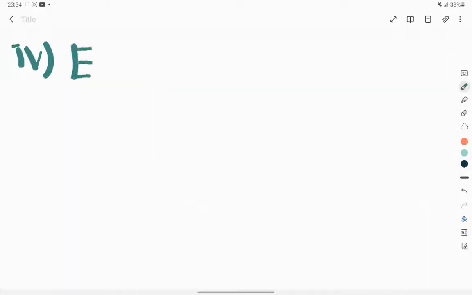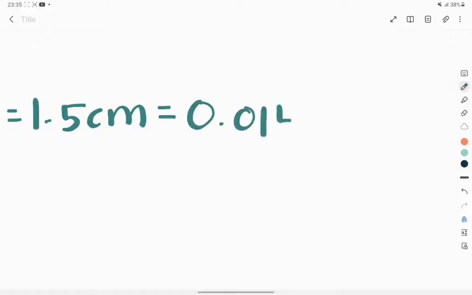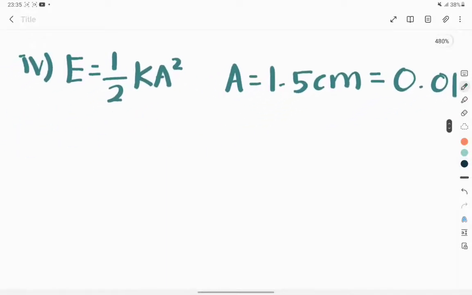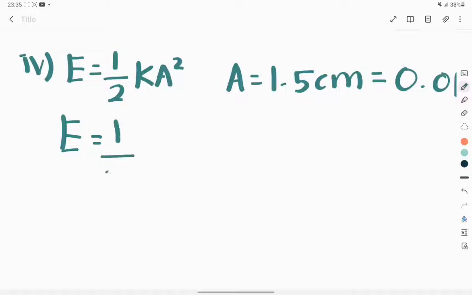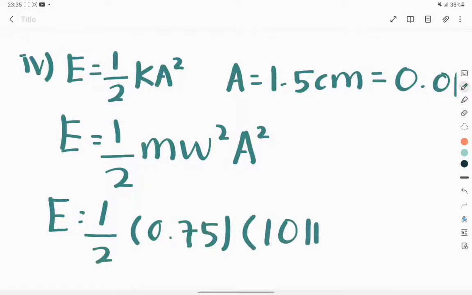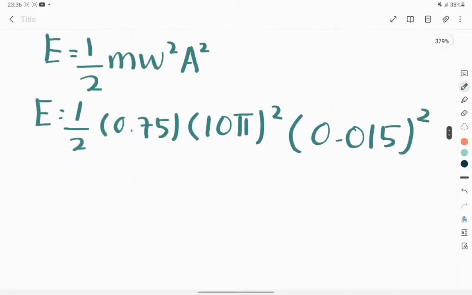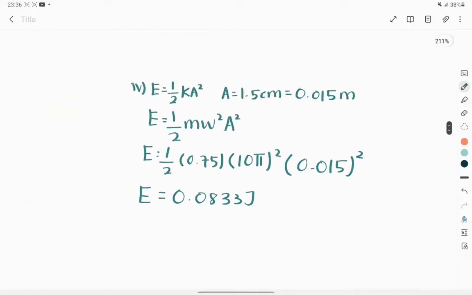Question number 4. E equals 1 over 2 k A square. A equals 1.5 centimeter, which equals 0.015 meter. E equals 1 over 2 times mass times omega square times A square. E equals 1 over 2 times 0.75 times (10 pi) square times 0.015 square, which equals 0.0833 joule.